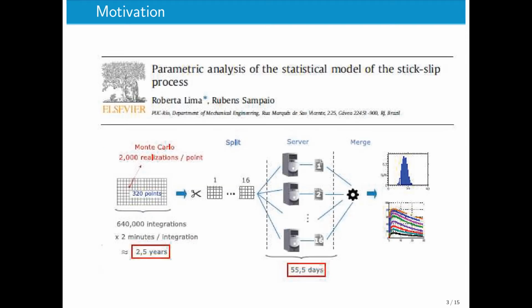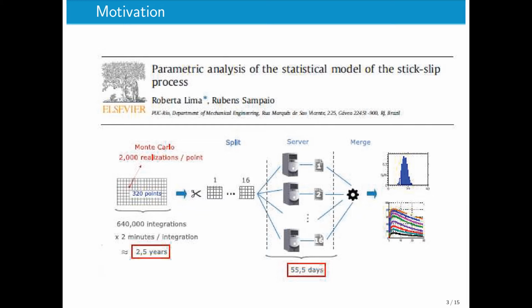In this paper, the parametric study of a stochastic nonlinear IVP is performed by means of a Monte Carlo simulation. The paper analyzed the influence of 320 combinations of two parameters, lambda, that is related to the Poisson process, and μ, a friction coefficient. For each combination, 2,000 realizations are calculated, which means that in total 640,000 integrations were made. Performing all these calculations sequentially would require 2.5 years.